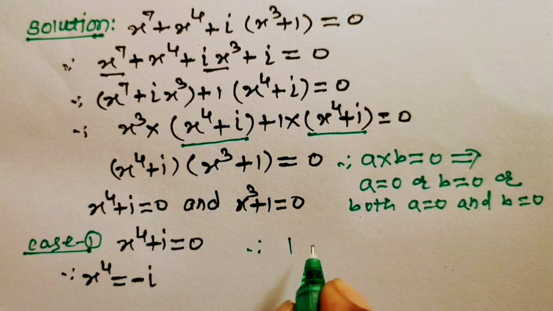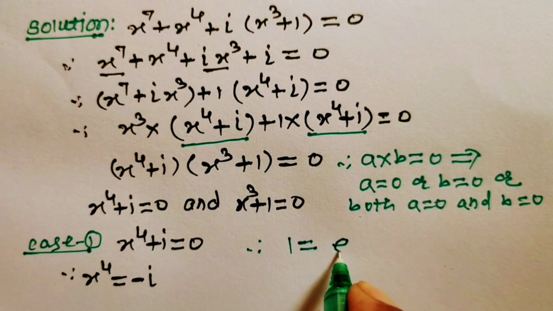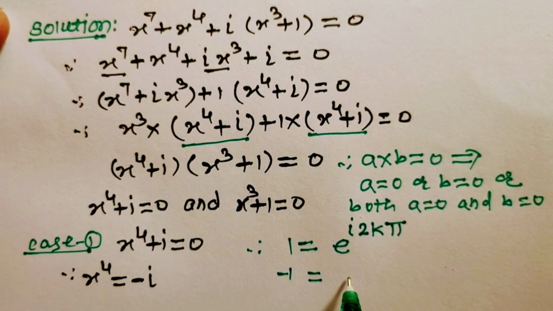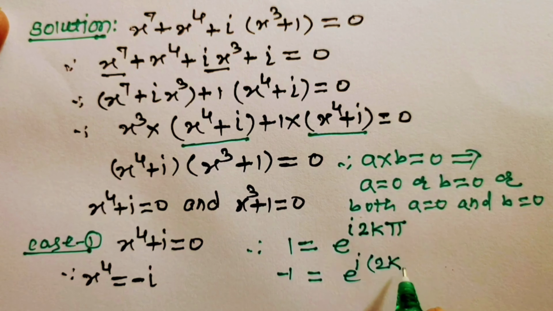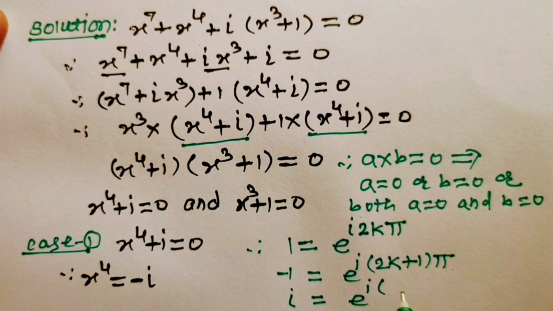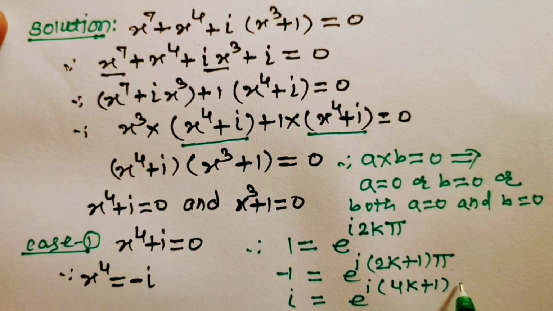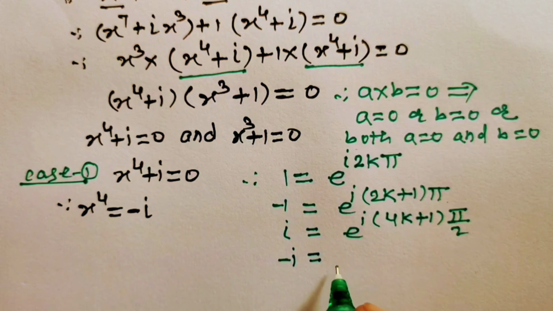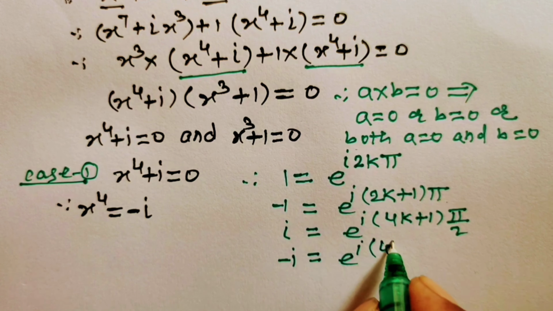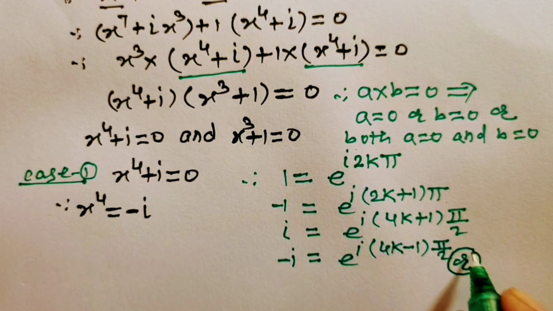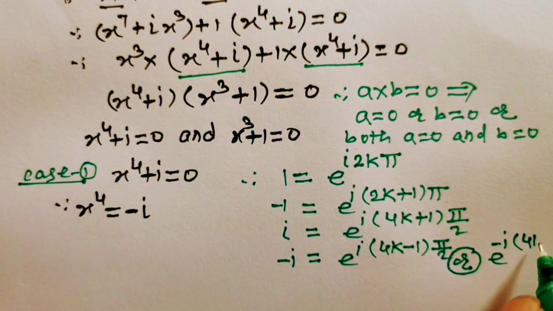Since we know the general exponential form of 1 is given by e to the power i 2k pi. For minus 1, e to the power i (2k plus 1) times pi. For i, e to the power i (4k plus 1) times pi upon 2. And for minus i, the general exponential form is given by e to the power i (4k minus 1) times pi upon 2, either this or e to the power minus i (4k plus 1) times pi upon 2.